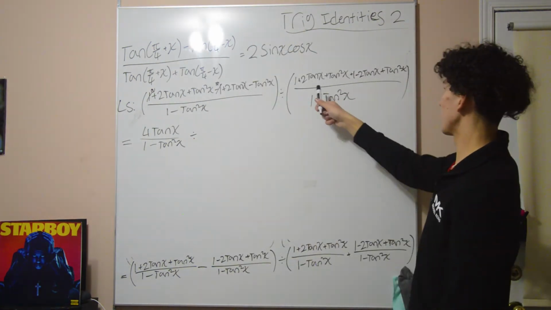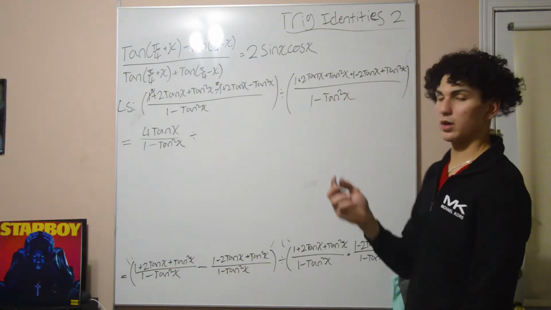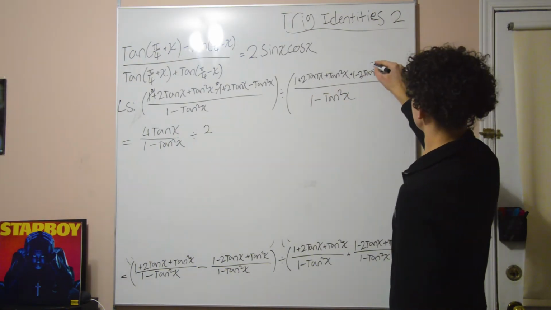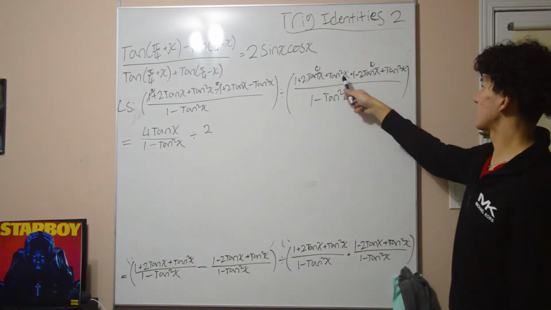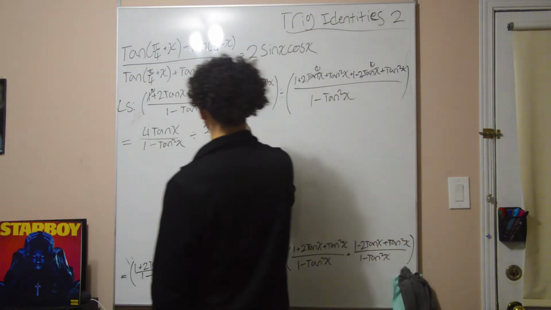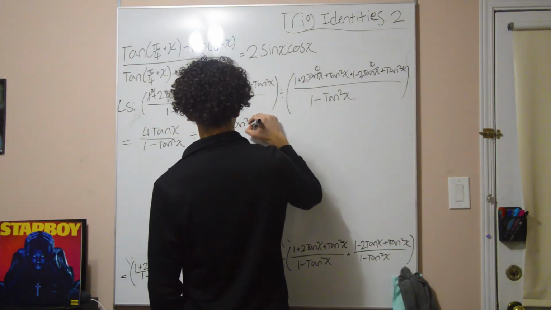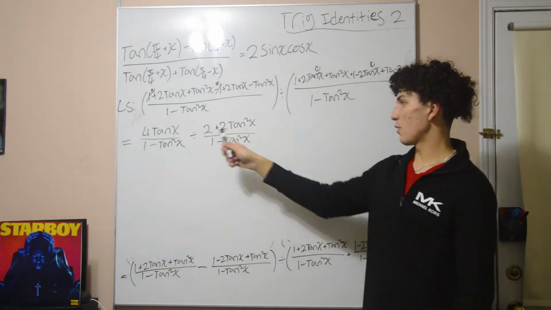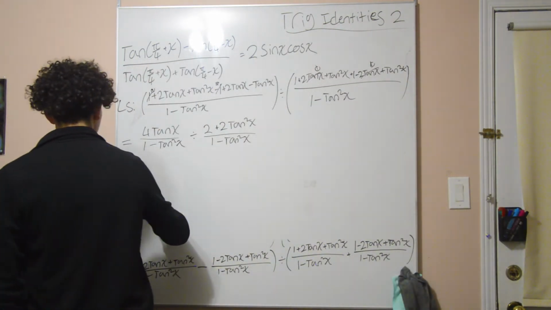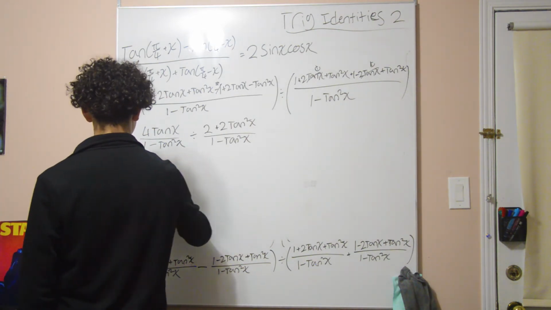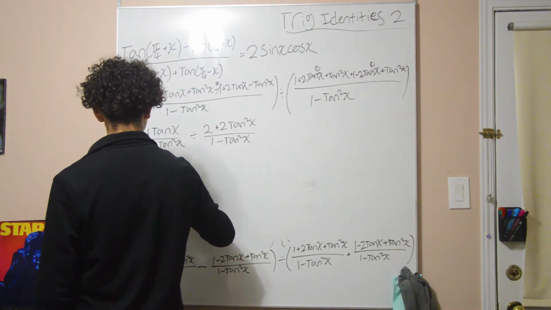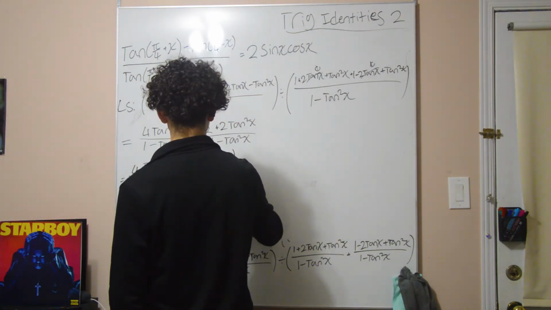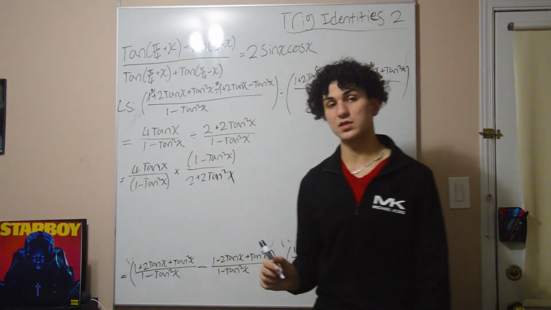Now let's take a look at this side. That whole thing is now being divided by, can we do anything here? Well, we have 1 plus 1, so that becomes 2. We have 2 tan x minus 2 tan x, so that zeroes out. And we have tan squared x plus tan squared x, so it's 2 plus 2 tan squared x, all divided by 1 minus tan squared x, just like that. And now we have a division here, so we're just going to flip this. We get 4 tan x over 1 minus tan squared x times 1 minus tan squared x divided by 2 plus 2 tan squared x, just like that.